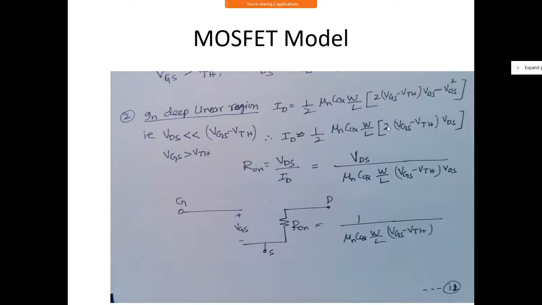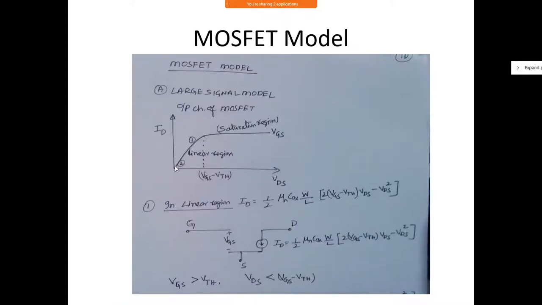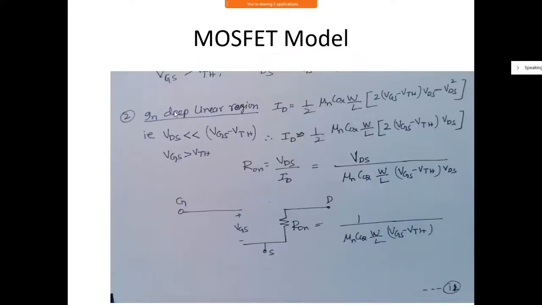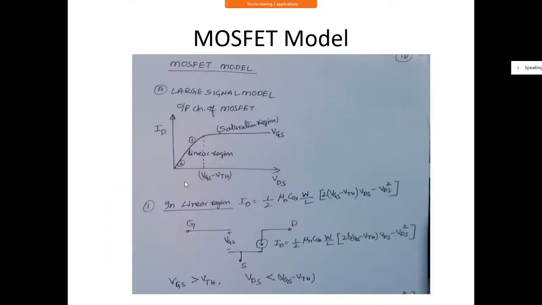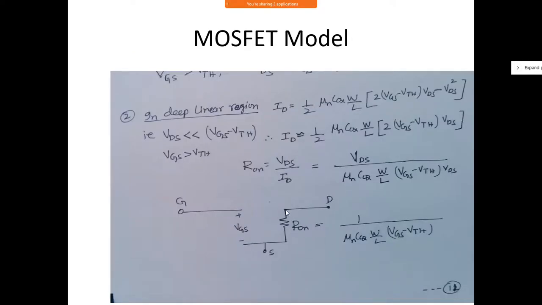If we simplify this, suppose you make it VDS by ID, this looks like a resistor. Meaning, can I represent this straight line as a resistor? Yes. So in the deep linear region, I can represent the MOSFET, the same MOSFET which is over here, by a simple resistor between drain and source whose value is given by this. Simply divide this by VDS by ID. So this VDS will cancel out and you will end up with this as the expression. Correct?